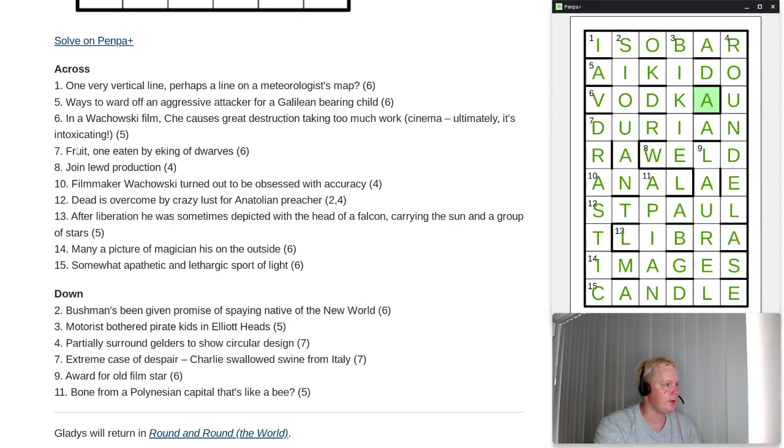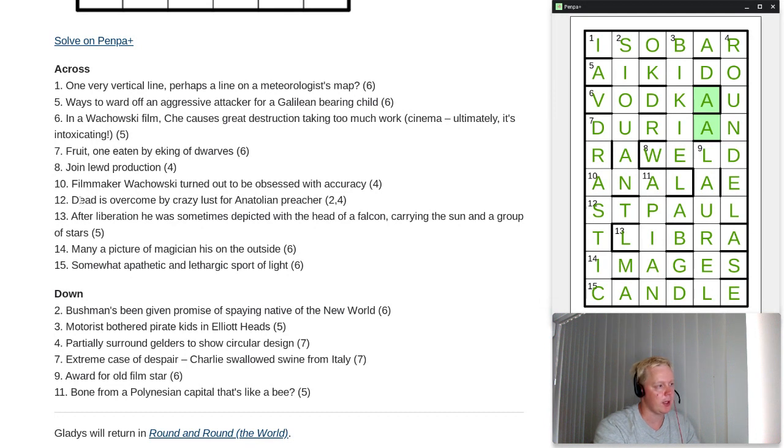Then we have fruit, one eaten by eking. So eking was modified. We removed this E here, and that is the first letter. So we are highlighting one letter, starting from the fifth. So the fifth letter of the word durian is going to be highlighted. It's this one. Then we have join lewd production. We did nothing to this one. Filmmaker Wachowski turned out to be obsessed with accuracy. We did nothing to this one either.